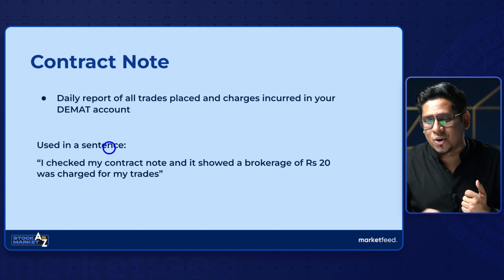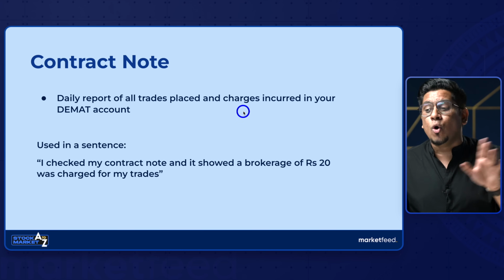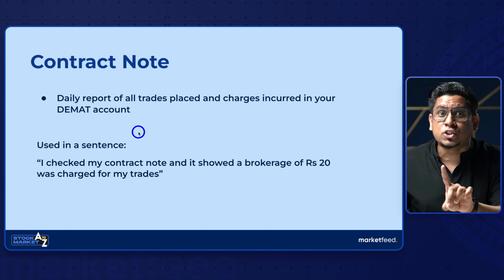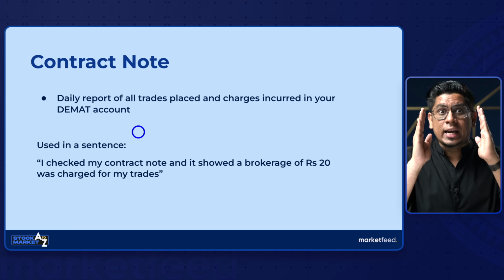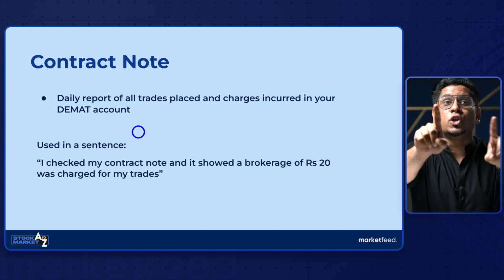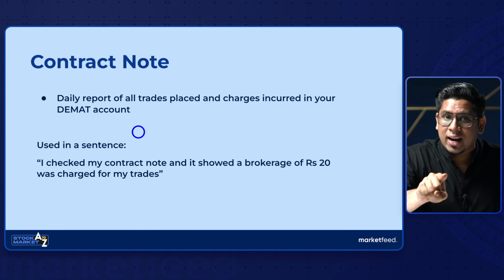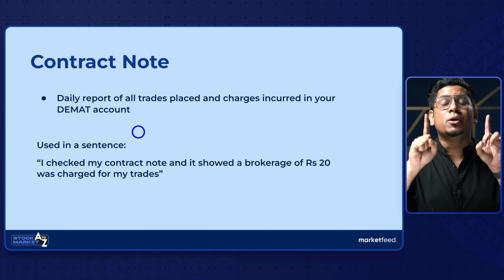Then what is a contract note? It is a daily report of all the trades that you have placed and all the charges incurred in your demat account that the broker sends to you in the evening via email. This is a PDF document that the broker sends to you via email every single day. If you have traded, the broker will send you a contract note via email. Beginners do not check it, but you should check it.